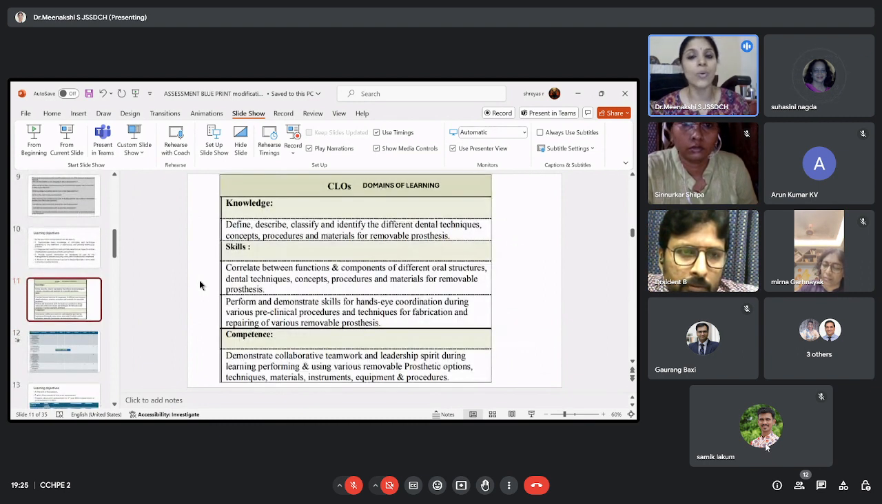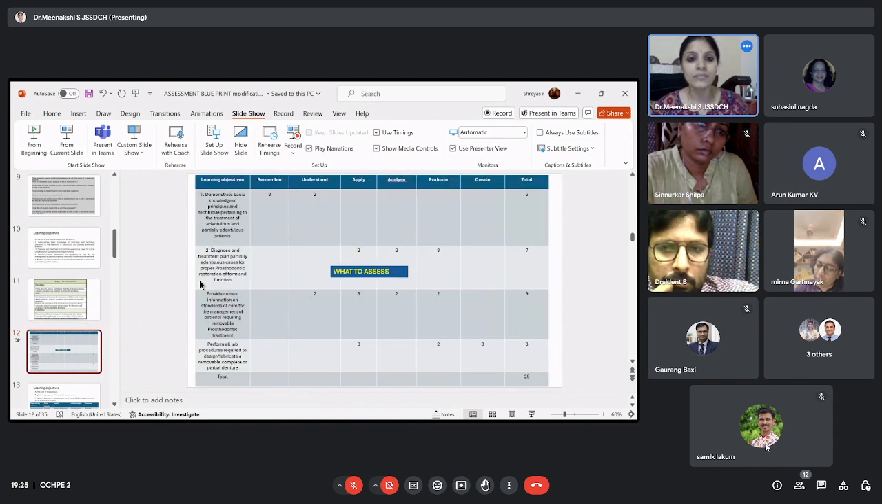So hence come the course learning objectives, that is, the domains of learning which we will be addressing to make an assessment blueprint for removable partial denture. That is the knowledge, the skills, the competence, or the attributes or attitudes which we are supposed to assess. Based on the learning objectives, these are the things which we need to assess: whether the student needs to remember, understand, apply, analyze, evaluate, or create, and we give the assessment accordingly. So this is what we are supposed to assess.